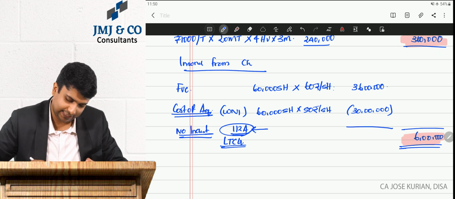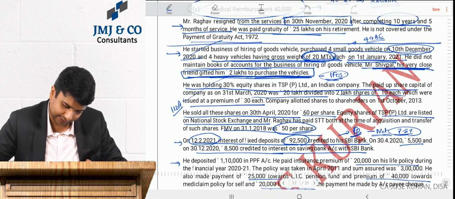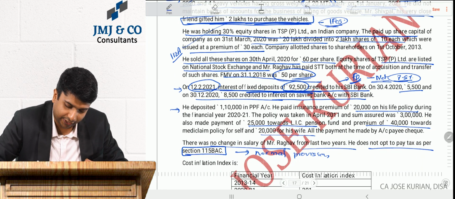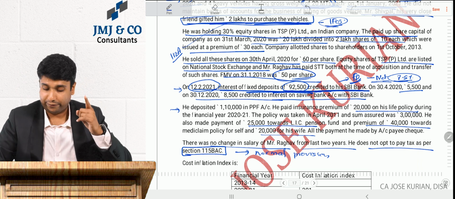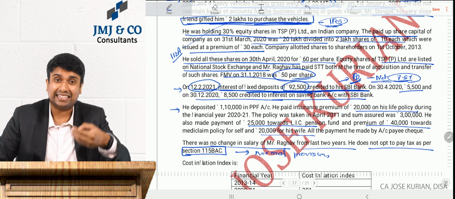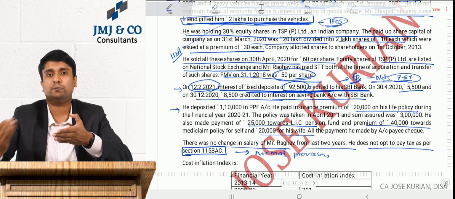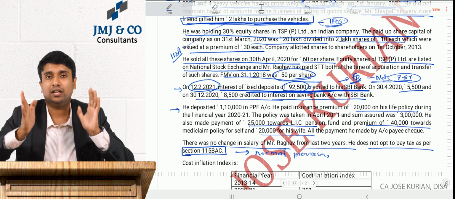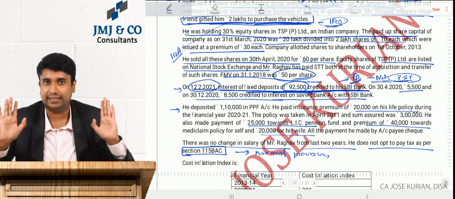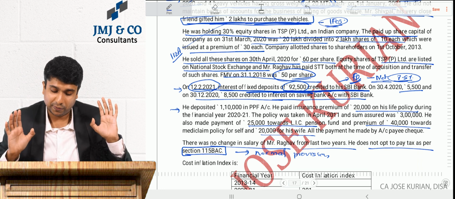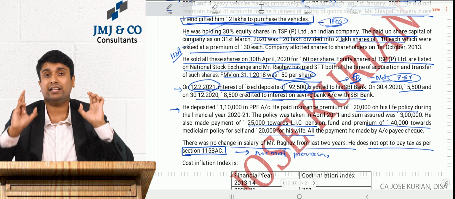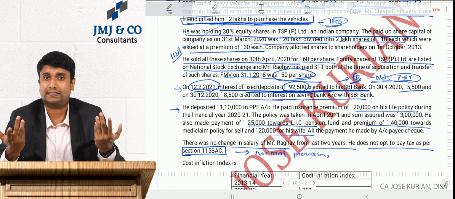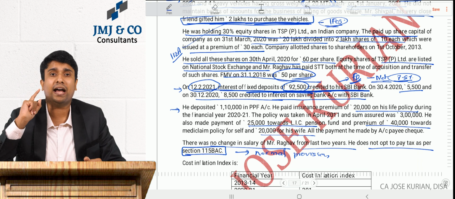Now, moving forward with the next paragraph, is there anything else remaining? Yes, obviously. The next item is interest on fixed deposit, 92,500 credited to his SBI account. I've already told you, when interest is credited to the SBI account of the assessee on account of fixed deposit, the bank will normally credit only after deducting TDS. They haven't specified whether it is gross or net. But when they say an amount is credited, it will always be net of TDS.